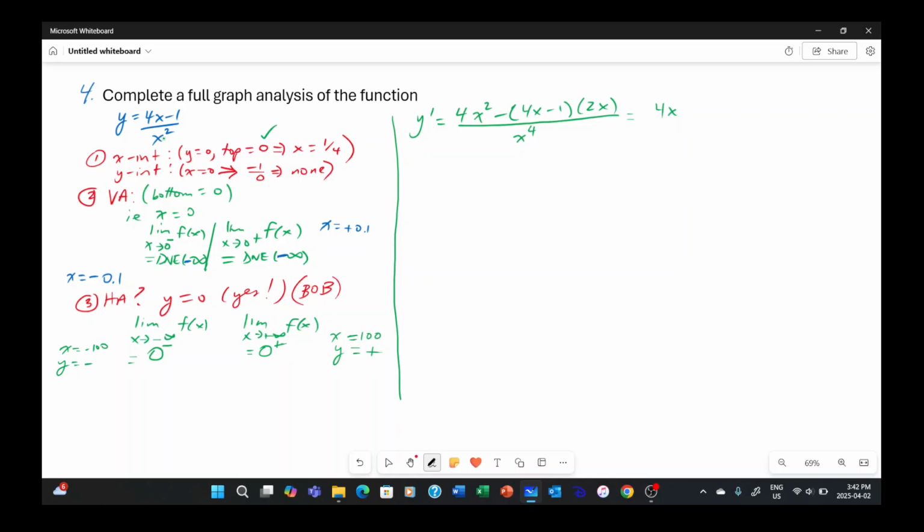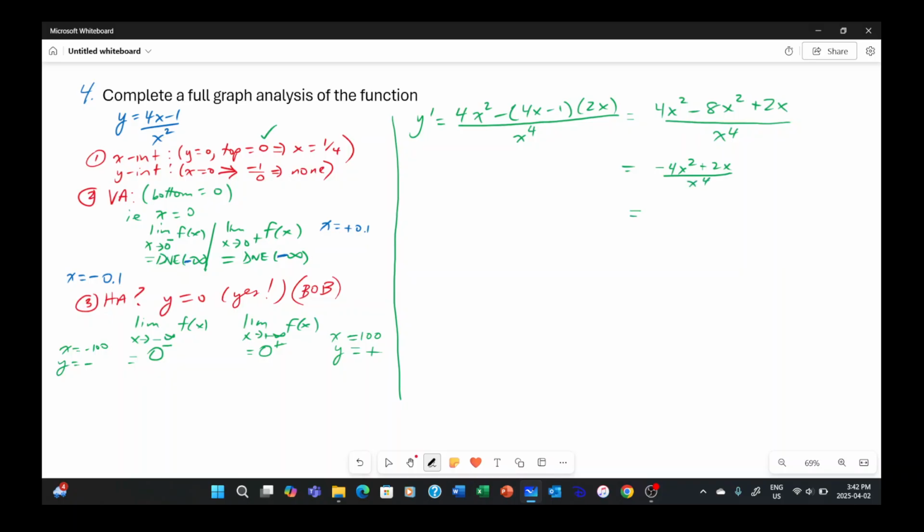which is equal to 4x squared minus 8x squared, and I gotta watch out for those negative signs, 2x, yeah, just 2x, over x to the 4th, which if you simplify here, you're going to get negative 4x squared plus 2x over x to the 4th.